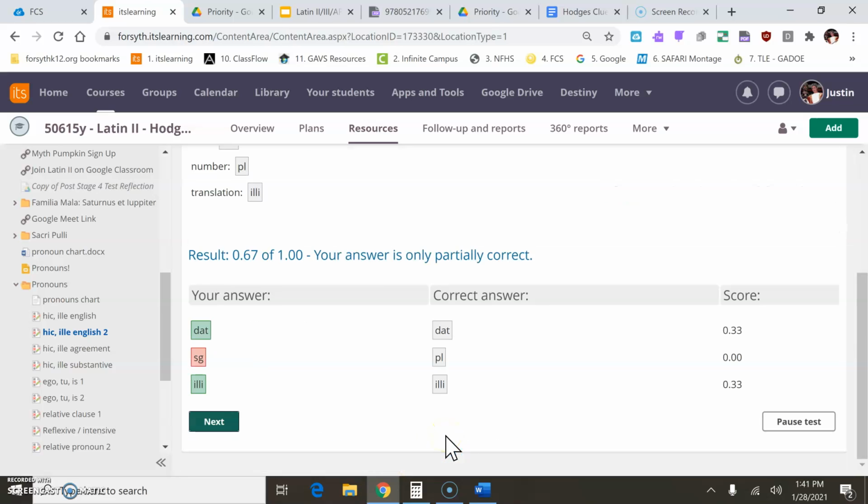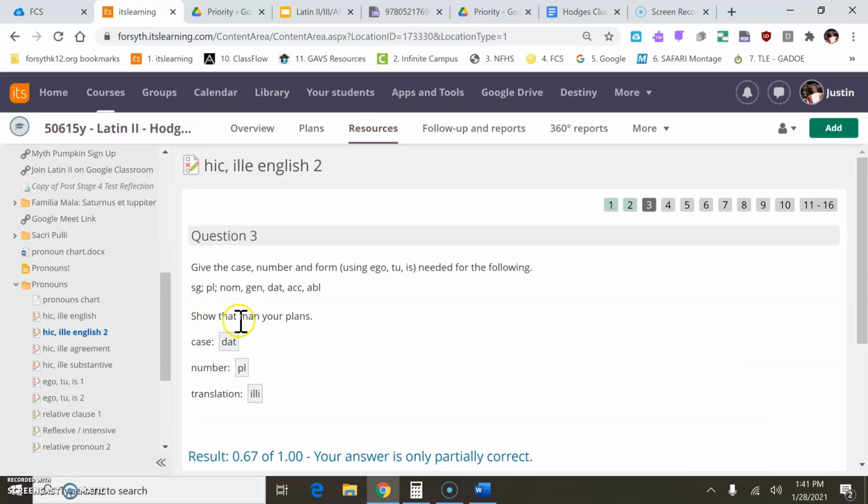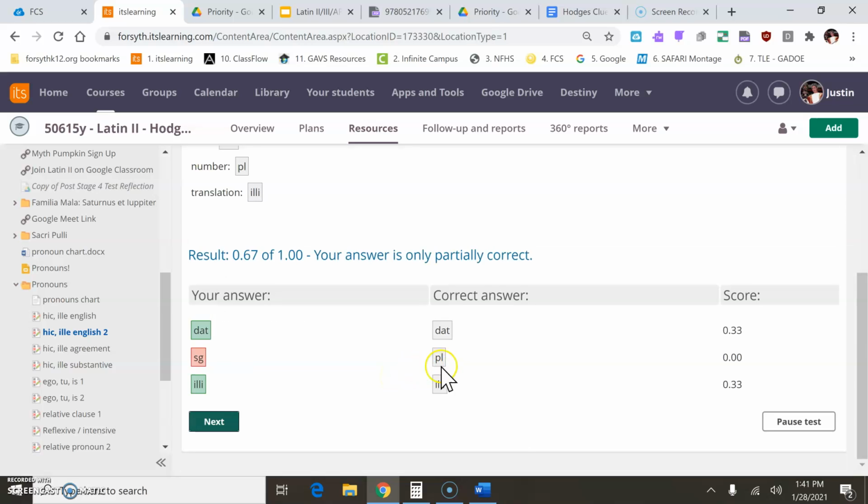I done goofed. So I found an incorrect answer key. I tried to tell you. Yeah, my bad. So that man is actually singular. It's going to say it's plural. That is incorrect. I need to make a note to fix that.